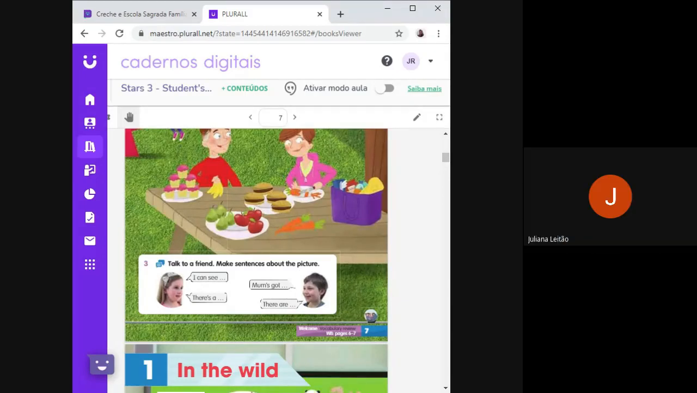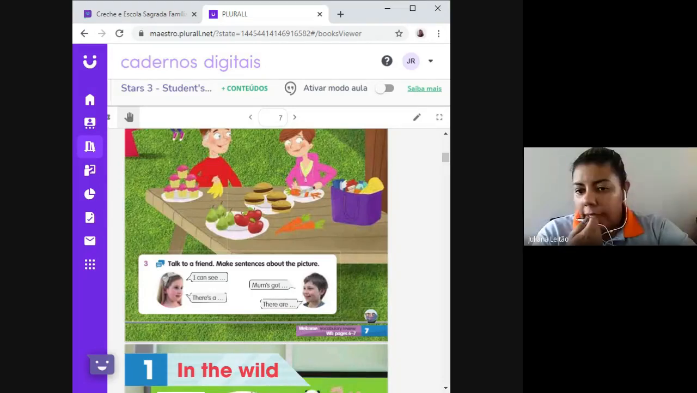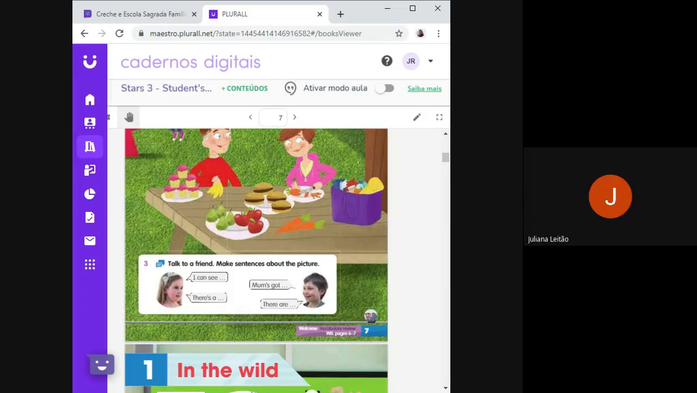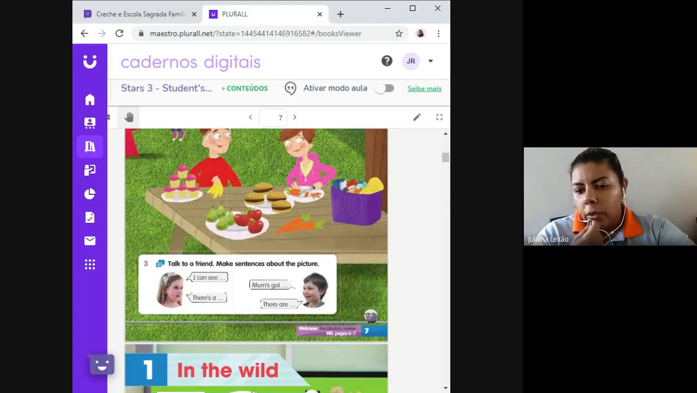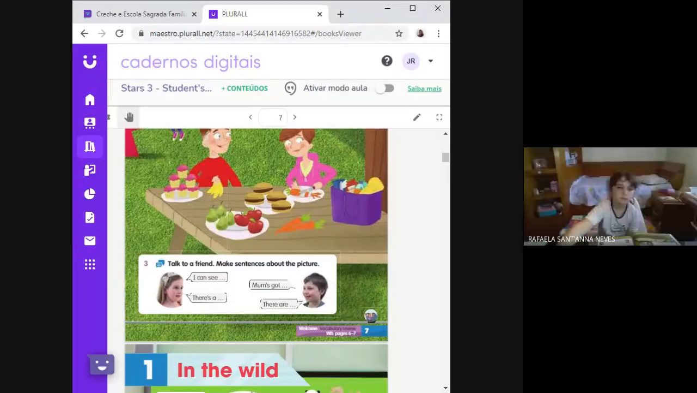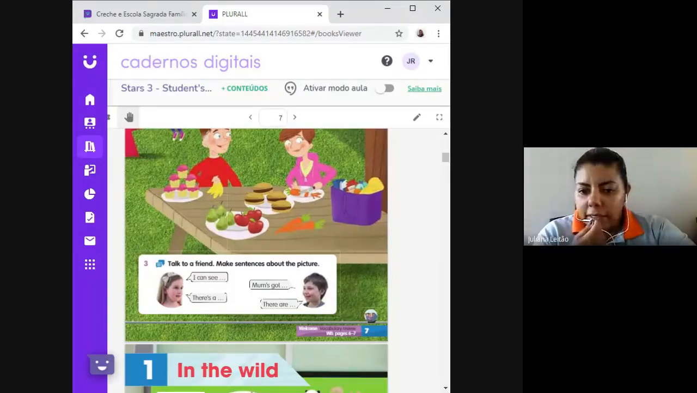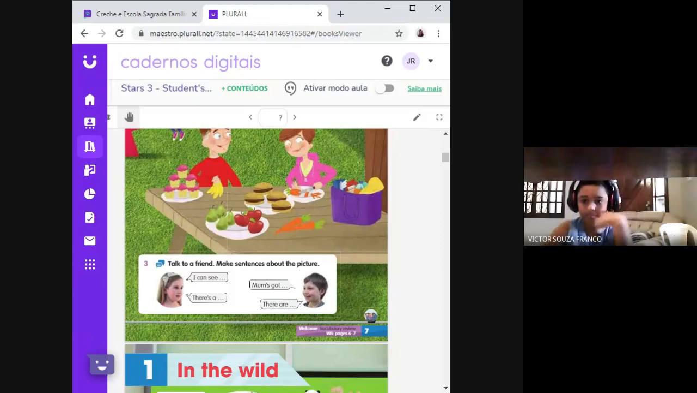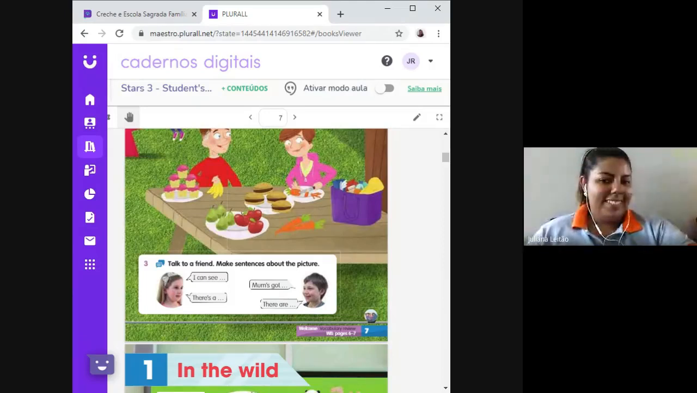Juliana. Yes. Vitor está com a mãozinha levantada. Não sei se ele levantou sem querer. O microfone dele não está funcionando. Tenta abrir aí, Vitor. Ele antes estava funcionando. Na outra aula. Vitor, please, open your microphone. Talk to me. Tá me ouvindo agora? Agora tô. Naquela hora eu não tava ouvindo. Ok. Então tá. Love you. Let's go.